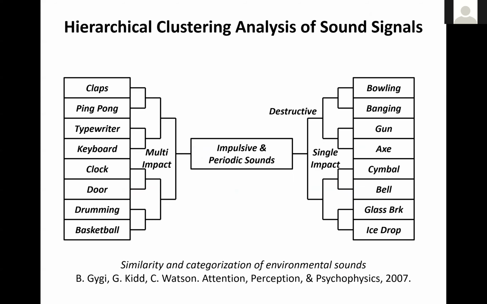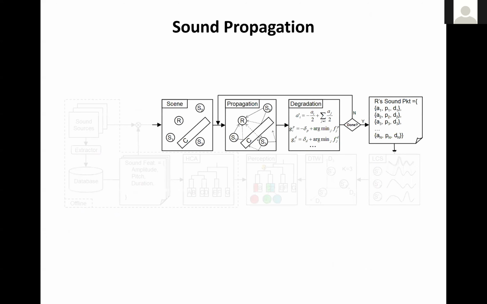These sounds, in a database of sounds, are then hierarchically clustered and categorized based on a human-perceived similarity measure. We conducted a user study where we categorized the similarity between these different impulsive sounds. This tree that you see is a hierarchical categorization of these different sound sources. So we've come up with these pre-computed packet representations of these sounds.